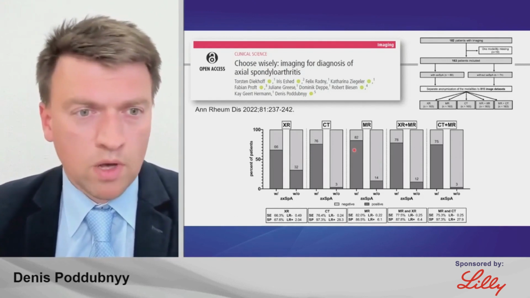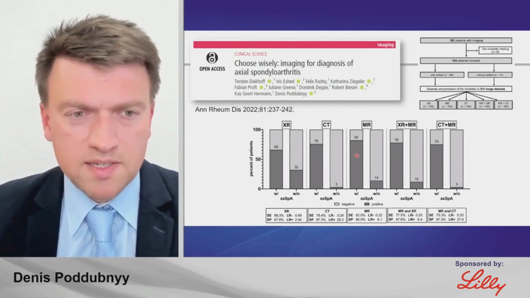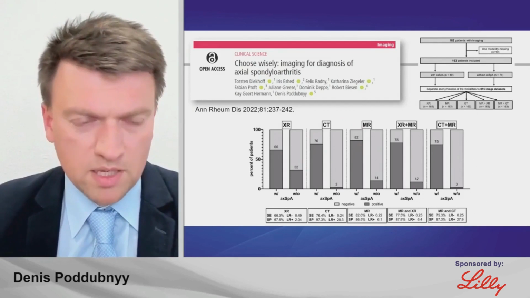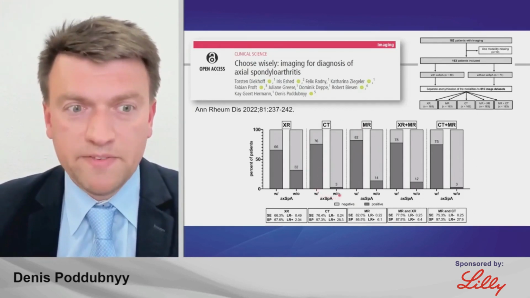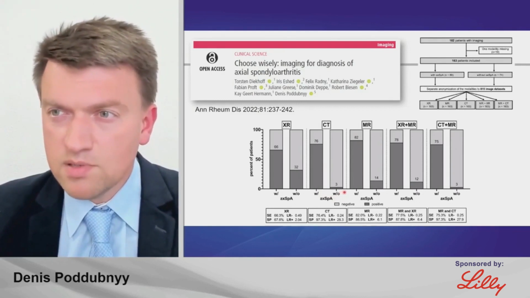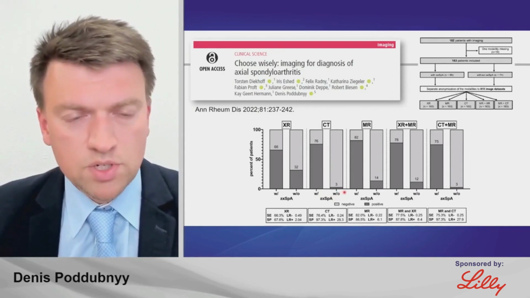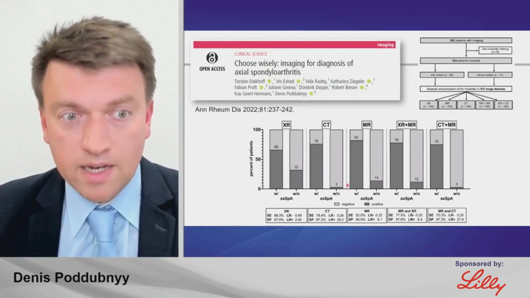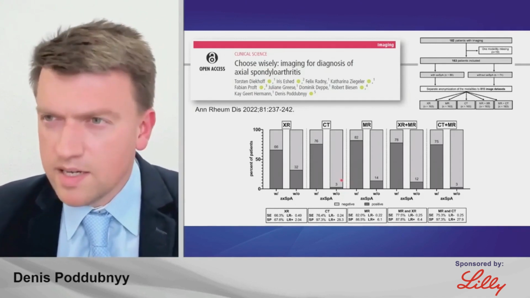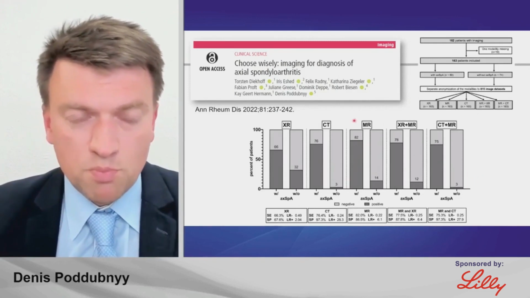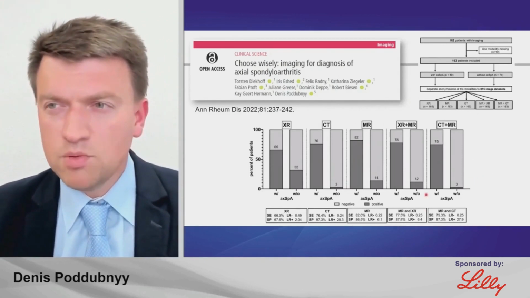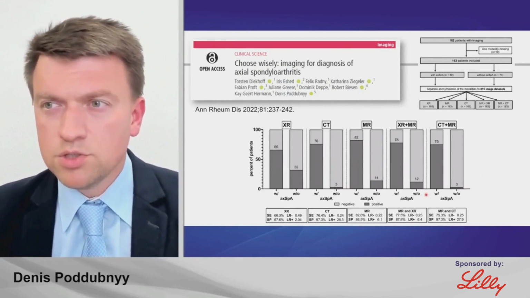If you are looking for the imaging method with the highest specificity, it would certainly be CT. And this is related to the fact that definite structural changes such as erosions do have high specificity, probably even higher specificity than just bone marrow edema. So based on this, you can decide which imaging method should be preferred.